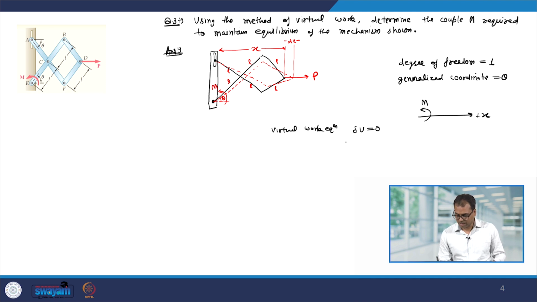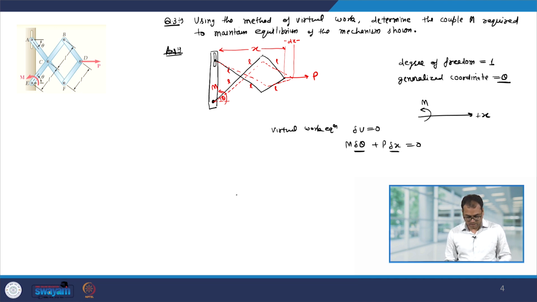In this case, we have m delta theta because of the moment, and then we have p, and the virtual displacement is delta x equal to 0. Now, again because our generalized coordinate is theta, we have to write down this equation only in terms of theta. So, this is already in delta theta, we have to write down this dx in terms of d theta. For that, we have to find out the relation between x and theta.